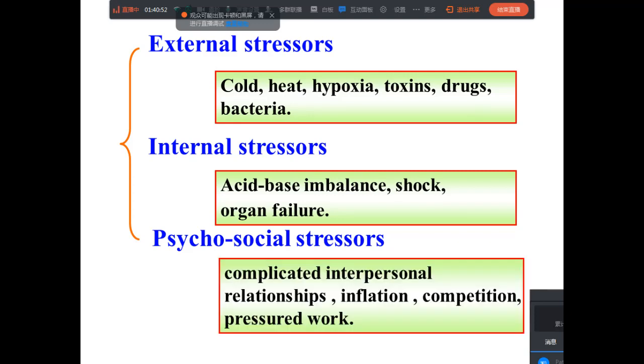Now, psychosocial stressors: complicated interpersonal relationships, inflation, competition, pressured work. So if you have an exam, maybe you can't sleep. Understand? Now, it is stress. Now, during the exam, your respiration increases, heart rate increases. Now, it is stress. Now, is stress good or bad?